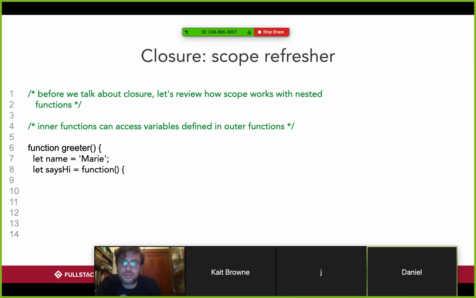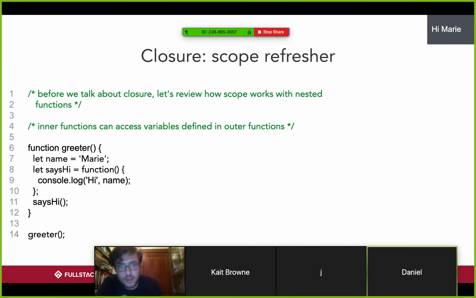Before we talk about closure, let's review how scope works with nested functions. Inner functions can access variables defined in outer functions, right? So when we call saysHi inside of greeter, what does saysHi do? It console.logs hi name, and name is defined over here on line 7 inside of greeter, not inside saysHi.